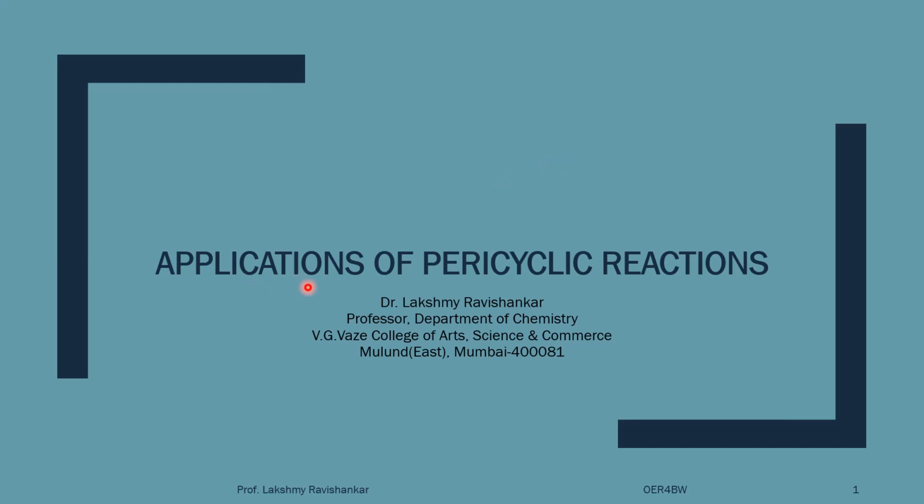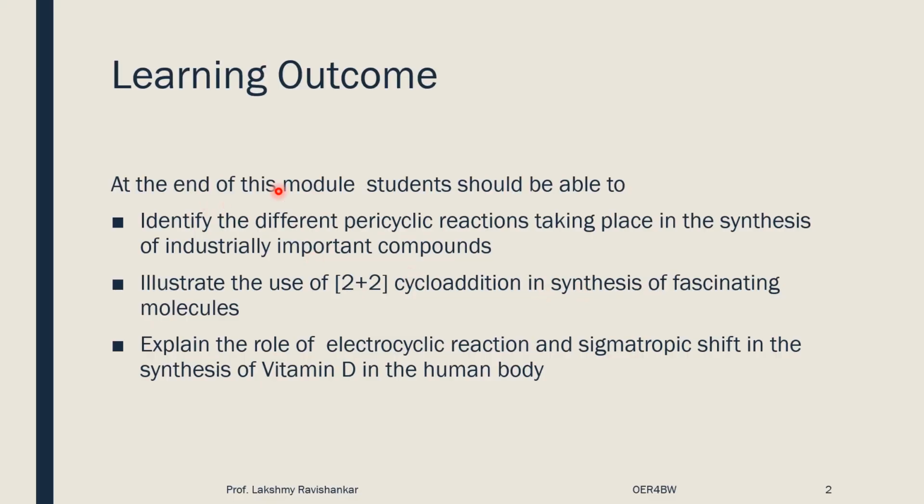In this module, we'll be seeing some of the applications of pericyclic reactions. So at the end of this module, the student should be able to identify different pericyclic reactions which take place in the synthesis of industrially important compounds, illustrate the use of 2+2 cycloaddition in the synthesis of fascinating molecules, and explain the role of electrocyclic reaction and sigmatropic shift in the synthesis of vitamin D in the human body.